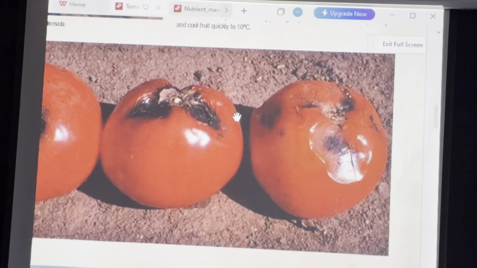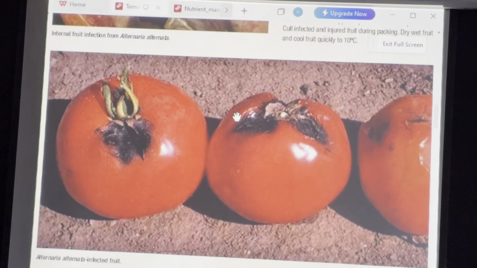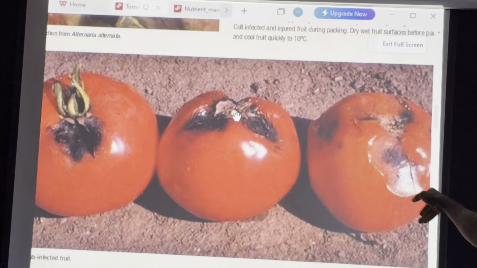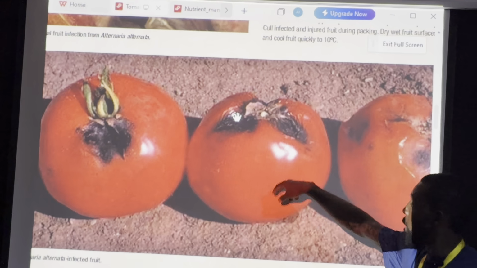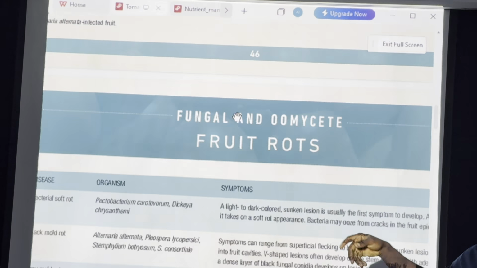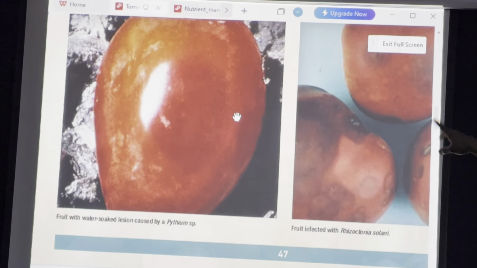These are examples of fruit rot. These are fruits that we eat daily. We see these fruits on a daily basis and feel nothing is wrong, but these are lesions caused by the bacteria and fungi that cause fruit rot. These are the different bacteria and fungi that cause fruit rot.